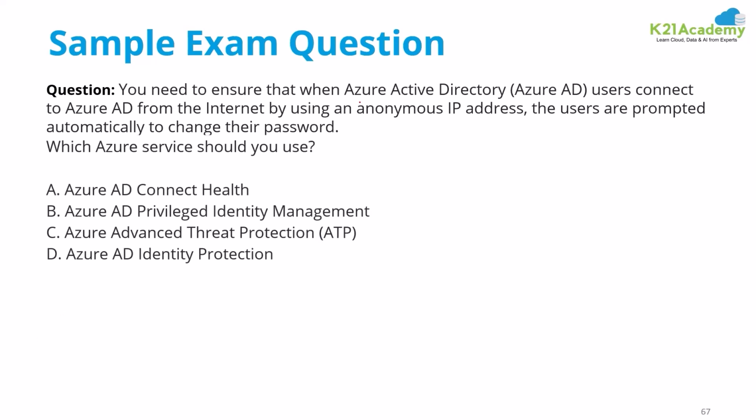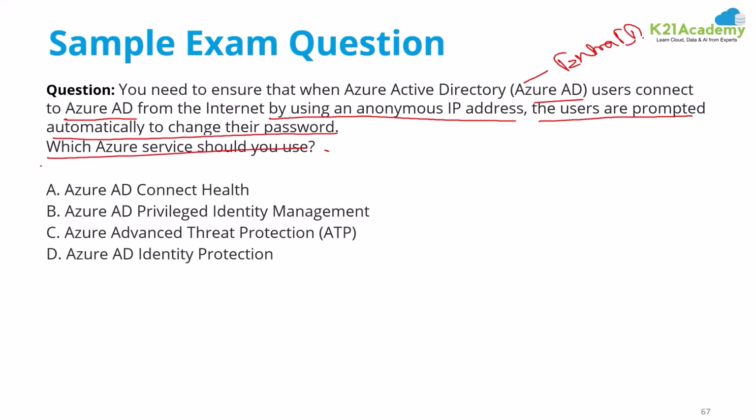How do you ensure that when Azure Active Directory, which is basically Entra ID, guys, users connect to Azure AD from the internet by using an anonymous IP address, the users are prompted automatically to change their password? Which Azure service should we use? Azure AD Connect Health, Azure AD Privileged Identity Management (PIM), Azure Advanced Threat Protection (ATP), or Azure AD Identity Protection? Which one do you guys think? Let's look into the answer now.